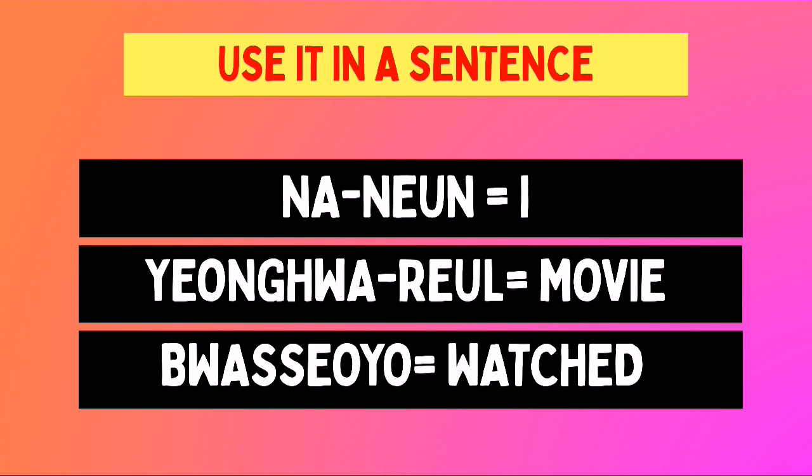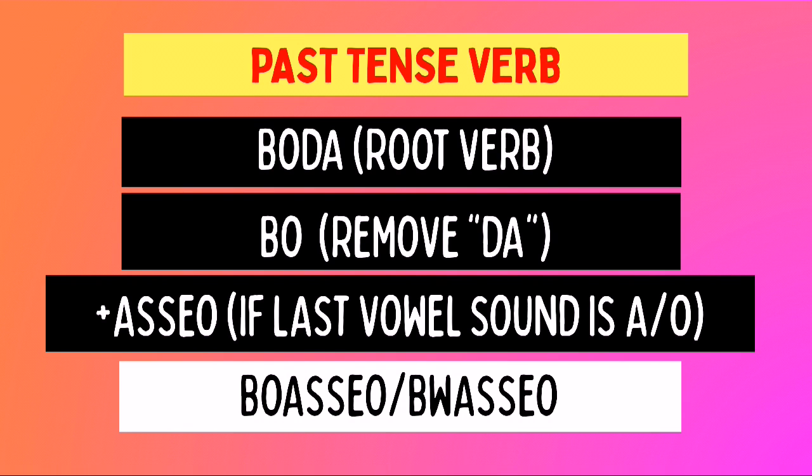The last part of the sentence is 보았어요, and this simply pertains to the past tense verb watched. But how is 보았어요 formed? 보았어요 actually came from our previous word, 보다. 보다 means to look or to see. But remember, this is a root verb, meaning this could be transformed into different tenses. And for this case, we want to transform it into its past tense.